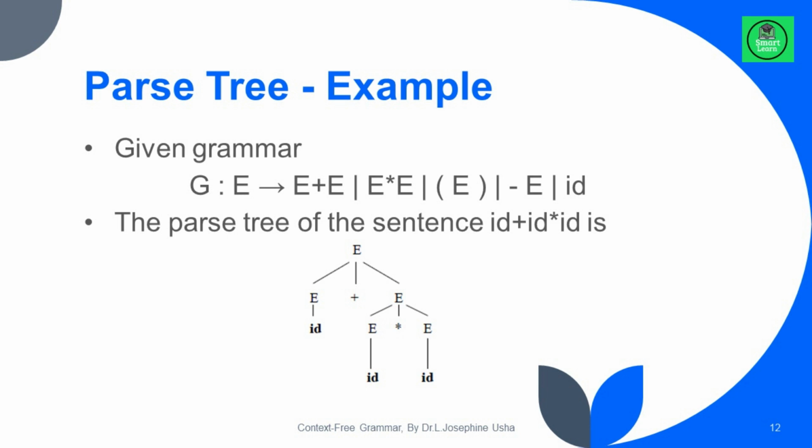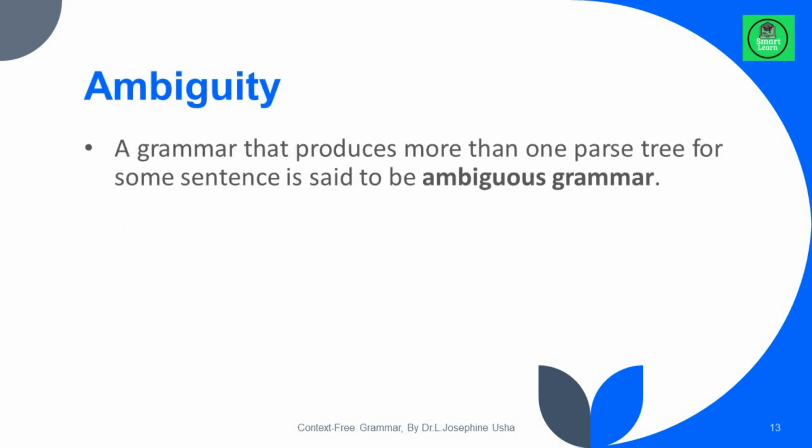So when you read the labels of the leaf nodes from left to right, you get id + id * id. This is the yield of a derivation tree. So that is the sentence you are going to derive, that is id + id * id. Next is ambiguity. Let's see what ambiguity and an ambiguous grammar are.